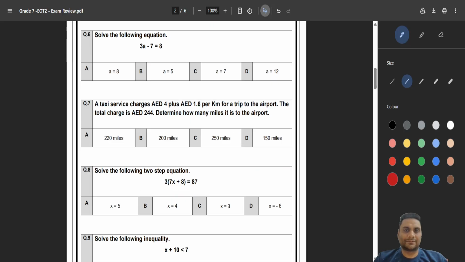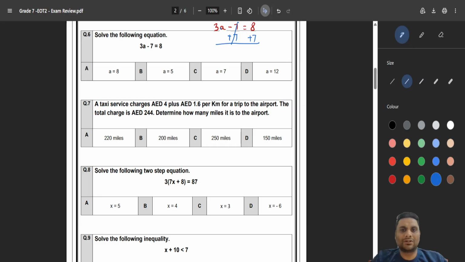Question number 6. 3A minus 7 equal 8. Now this time with the A I have two numbers, 3 and minus 7. So the number which is far from A, check in 3 and 7, which one is far from A? The 7. So remove the 7 first. Okay, how will I remove it? Here I see minus 7. So what is the opposite of minus? Plus. So I will do plus 7 here, plus 7 here.